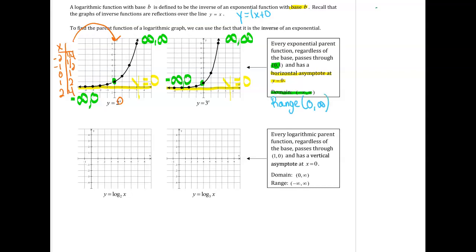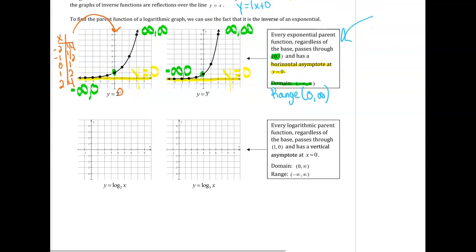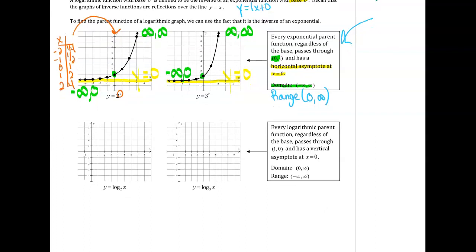Again, this is a very basic parent function. So when we add a, or stretch or compress, or if we flip it and it moves left, right, up, or down, these things in this box right here will change. But this is a basic parent function. So with that, when I want to graph their inverses, which are below, everything is going to start to become the opposite. Instead of passing through 0, 1, it's now going to pass through 1, 0, like here.